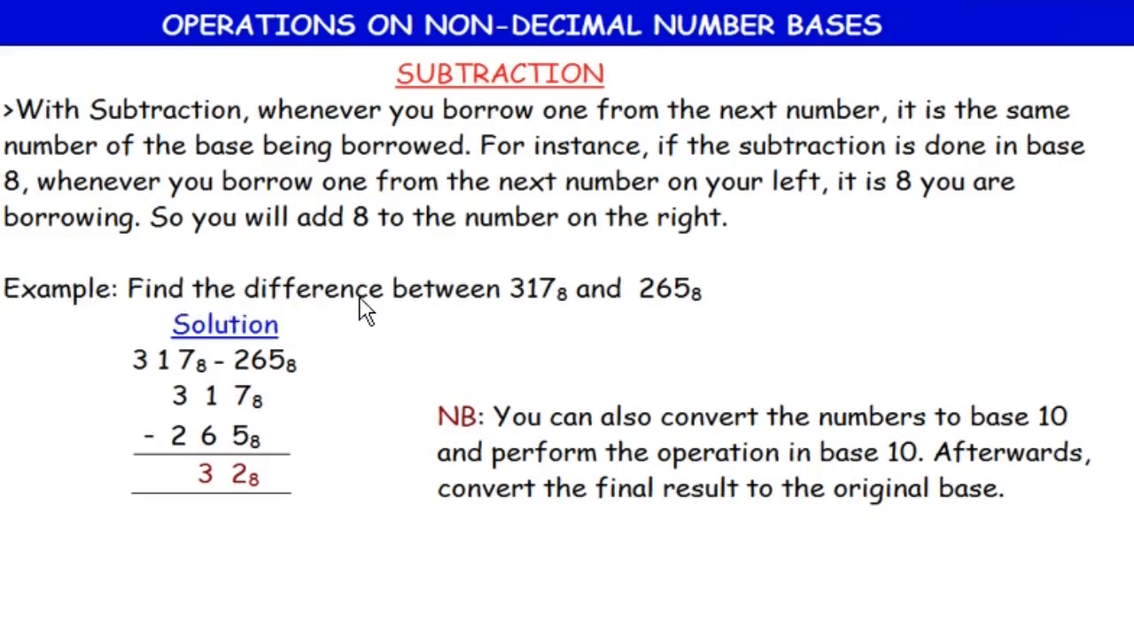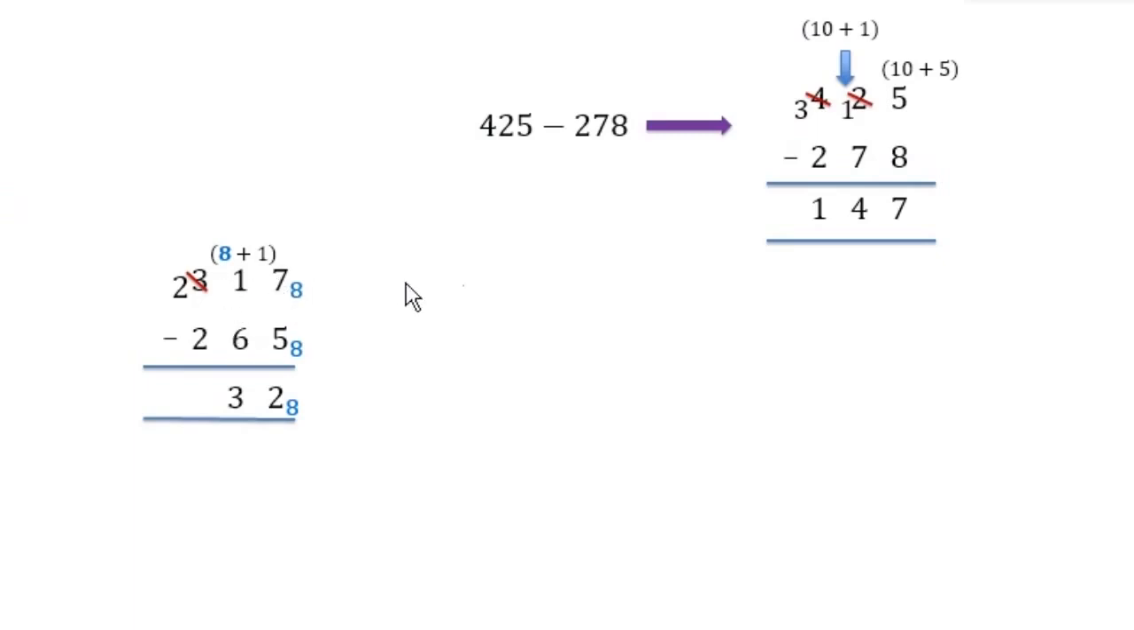So we have to find the difference between 317 base 8 and 265 base 8. Difference means subtract, right? So it's the same as 317 base 8 minus 265 base 8. So let's do the subtraction here. Now what is 7 minus 5? 7 minus 5 is 2, so here there is no borrowing, so just write out 2 here. What is 1 minus 6? We can't, right? So we have to borrow.